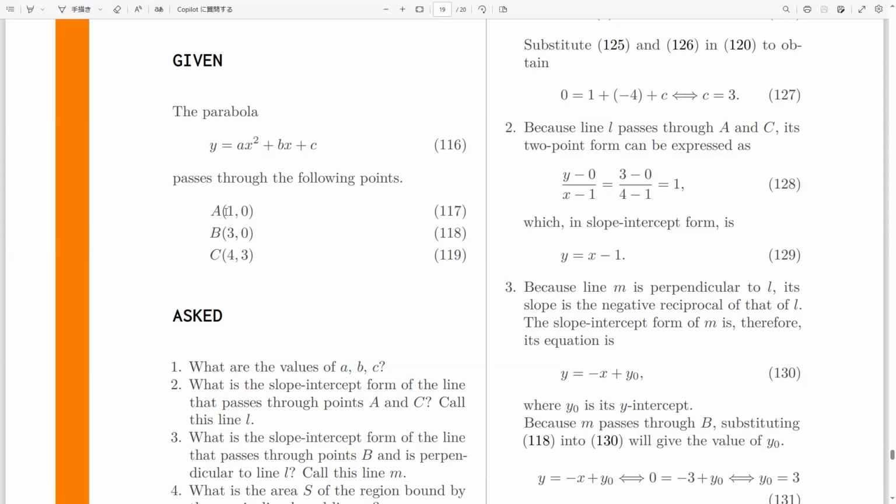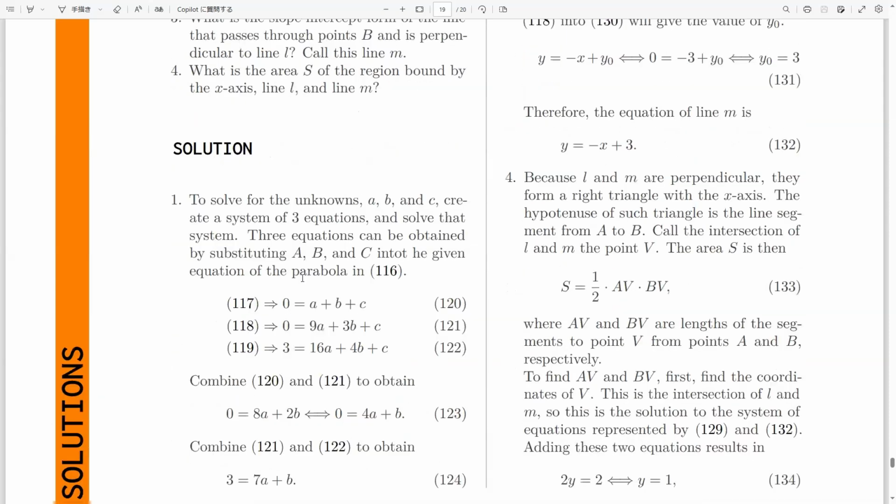So if we substitute, for example, (1, 0) into here, the x will be 1 and the y is 0. If we replace this x with 1, and we replace this x here with 1, we get a plus b plus c equals, here we replace y with 0. So that's going to be our first equation, 0 equals a plus b plus c.